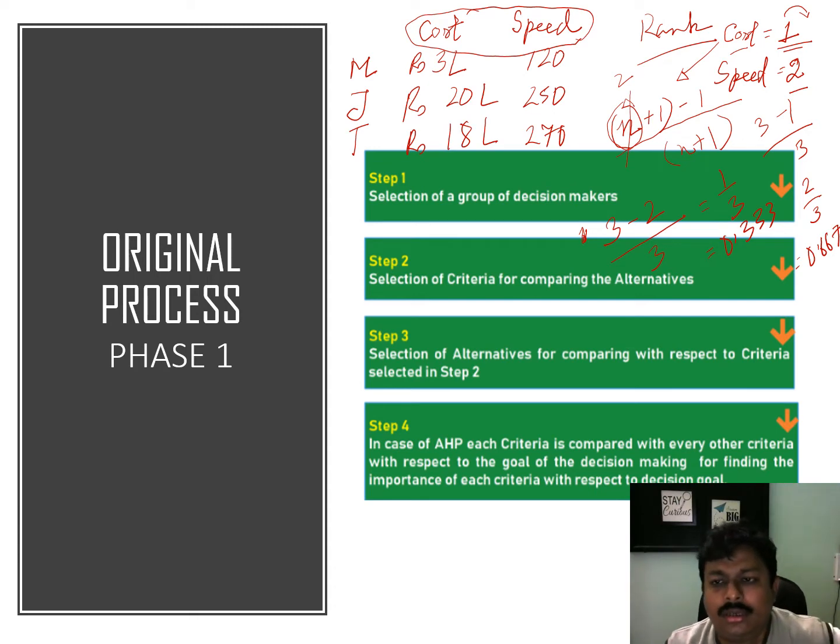So 0.333 and 0.667 are the complements of rank 1 and rank 2 if there are 2 criteria. If there are 3 criteria, then 3 plus 1, 4 minus 1, divided by 4 and so on. Now our next step will be to compare each of the criteria.